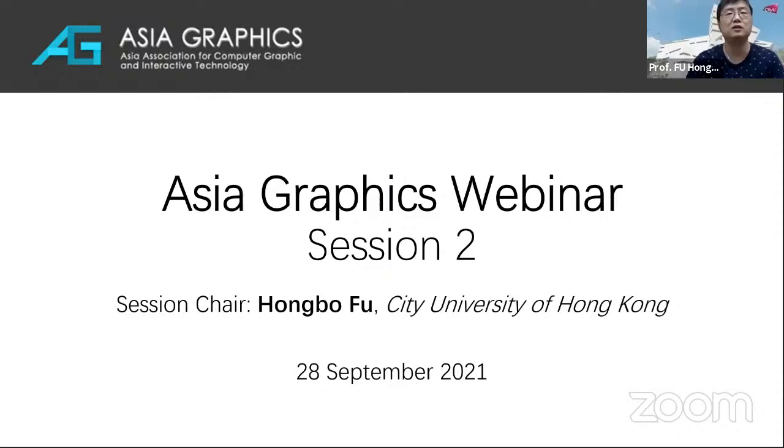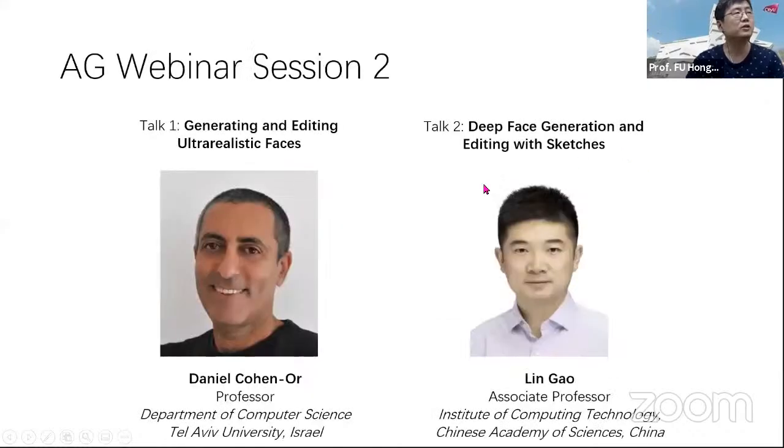From City University of Hong Kong. It's my great pleasure to chair the second session of the AG webinar. Today we have two great speakers, Professor Daniel Cohen-Or and Professor Lin Gao. They are going to talk about how to use deep learning to generate photorealistic images, and possibly with some intuitive editing. This topic is very important in both the communities of graphics and computer vision.